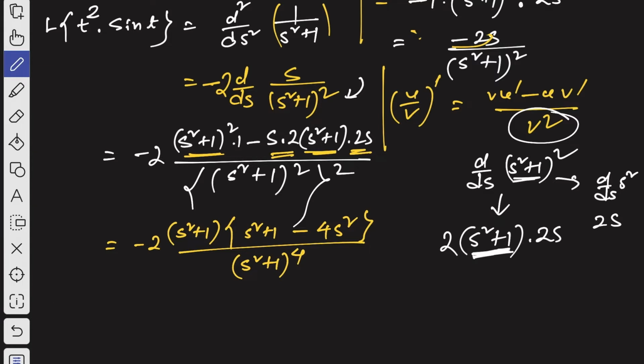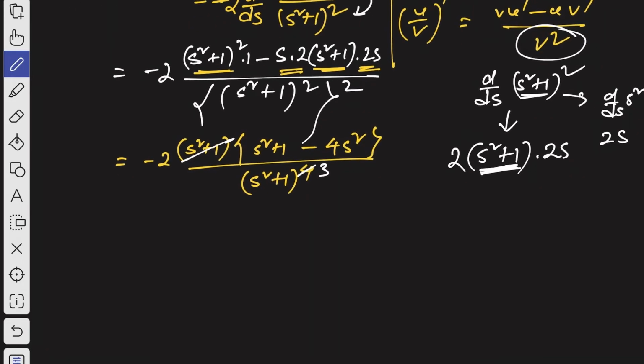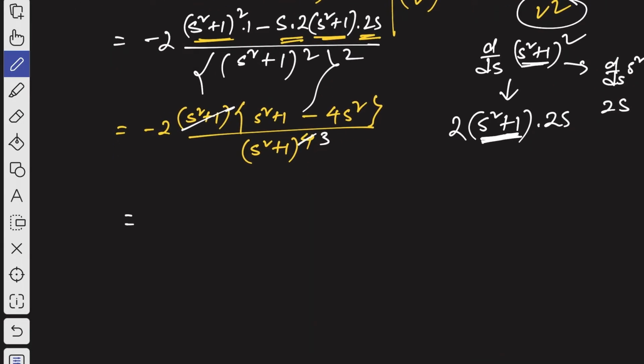Now here you see, if you cancel (s square plus 1) whole to the power 4 by s square plus 1, then you should get (s square plus 1) whole cube, right? So then our result becomes minus 2 into, so here s square minus 4s square, that's going to be minus 3s square, right?